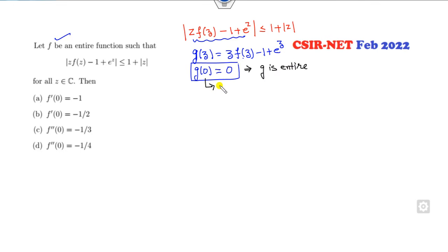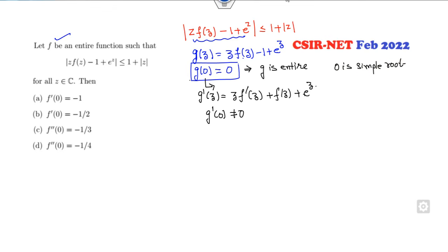Again g(0) is 0, and what is my g'(z)? It is z f'(z) plus f(z) plus e raised to power z. So clearly this number is non-zero because of this term. So what does it mean? 0 is a simple root. Fine. So I can define this g as z times this h(z). This is also an analytic function.